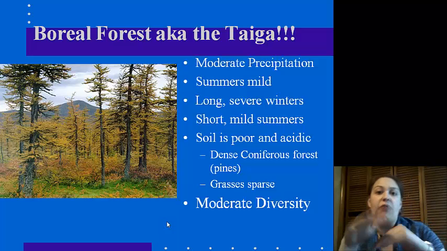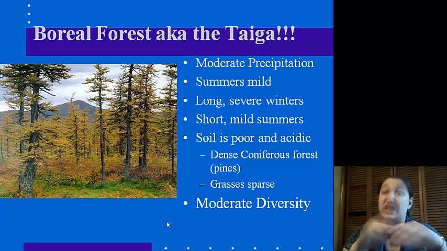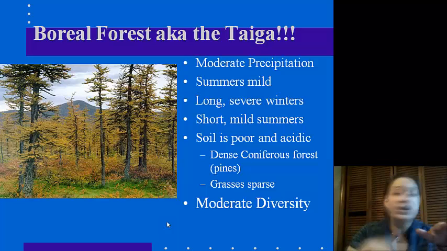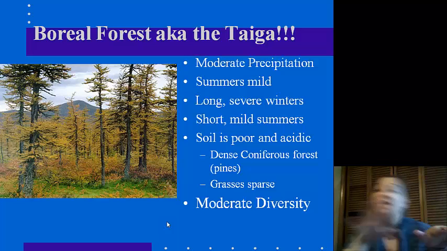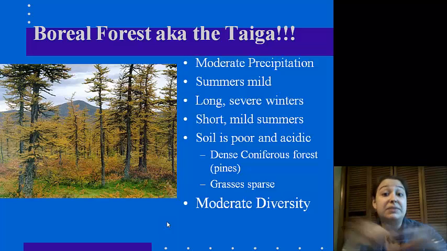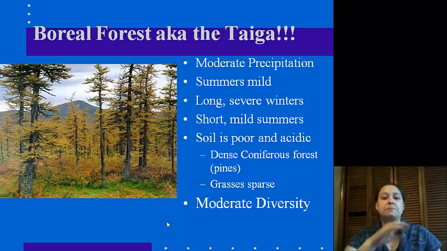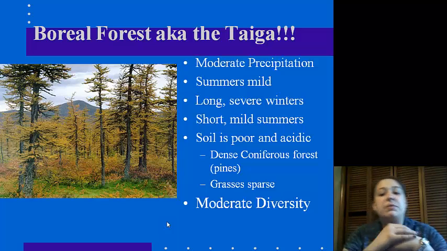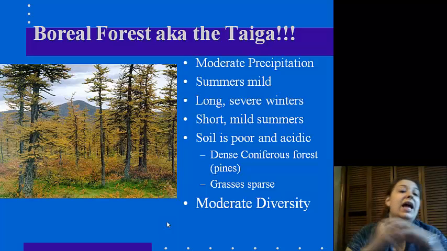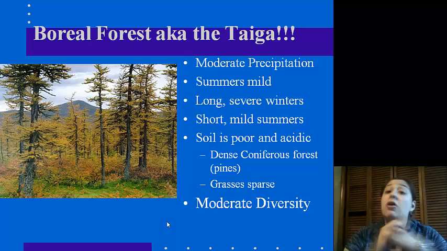The boreal forest, also known as the taiga. Boreal forest, taiga. Moderate precipitation. Summers are mild, long, severe winters though. Again, short summers. And soil is going to be poor and acidic, dense coniferous forests, and sparse grasses, and moderate diversity.